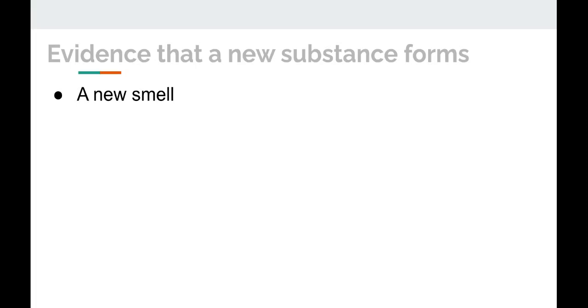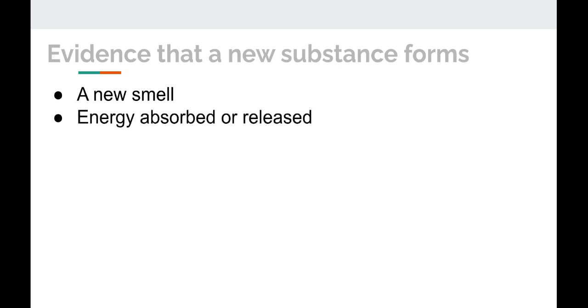Another evidence that a new substance formed is a smell that didn't exist before, that is unexplained. So mix two things together and suddenly you start to smell something that you didn't smell before. Probably that's because a new substance was created, a new compound that wasn't there before, and so you couldn't detect it.